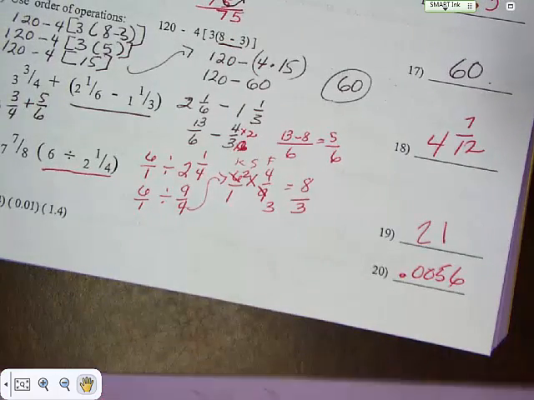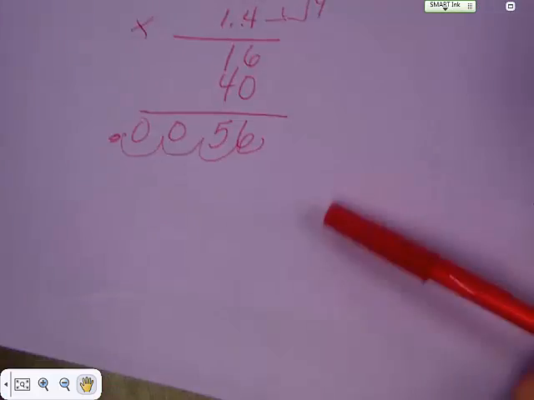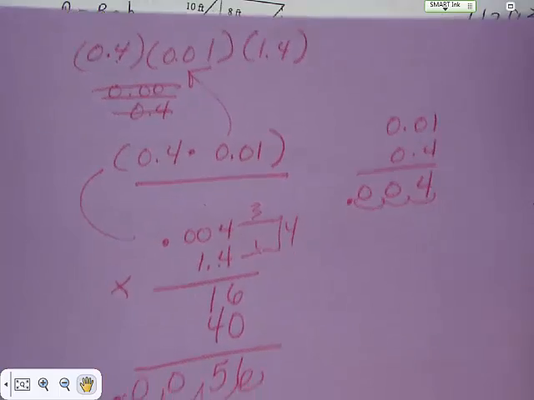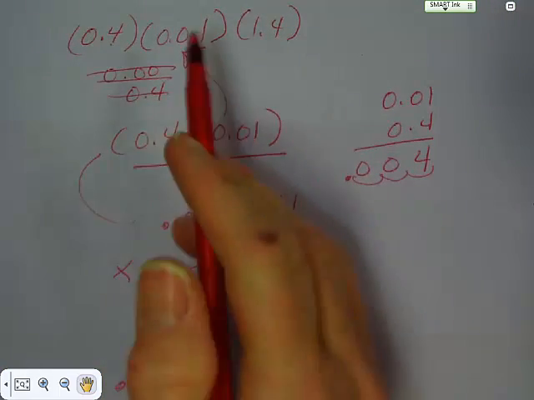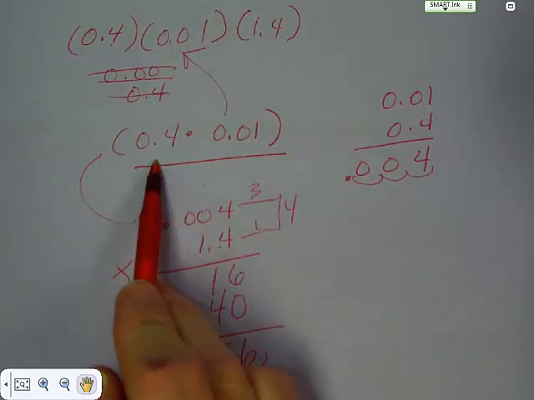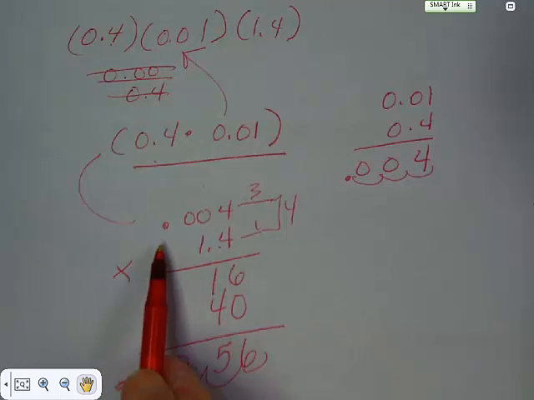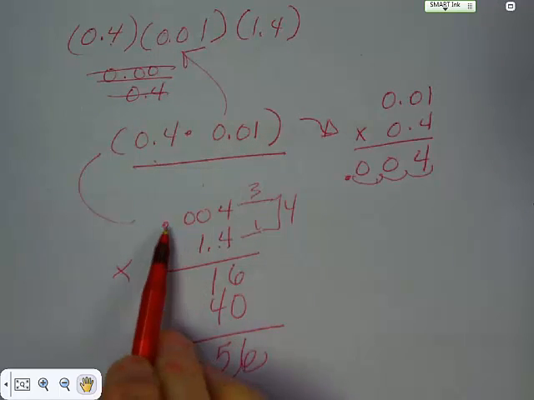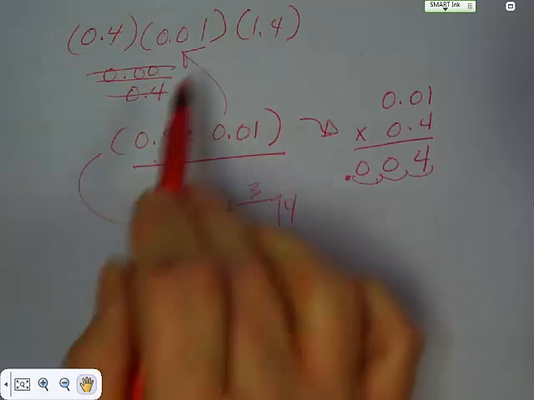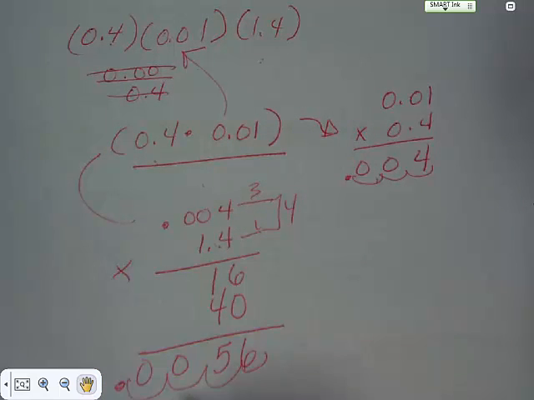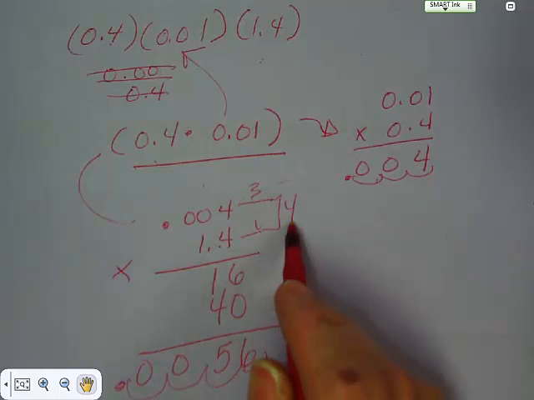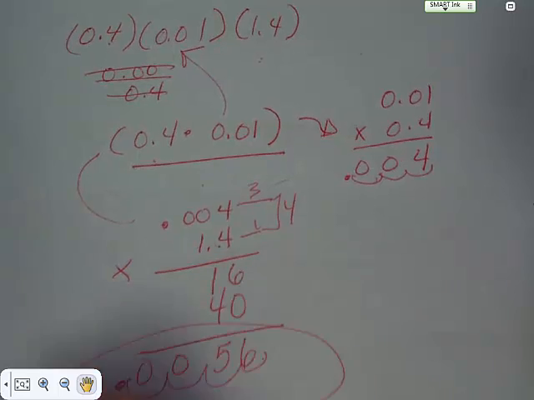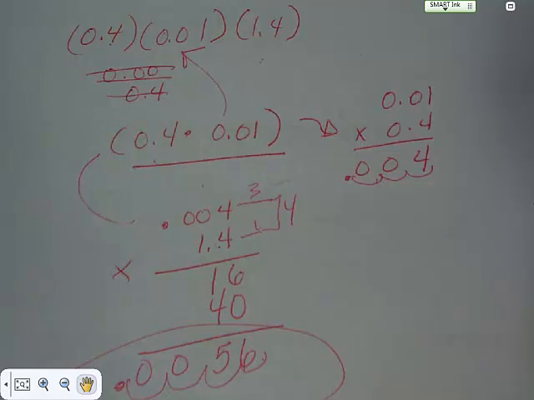There we go. And if you want to see the work again, here it is. So what we did is we took 0.4 times 0.01 right here, and we got 0.004. That was our work there. And then we took 0.004, we multiplied it by 1.4 here, and we got 56, but we had 4 decimal places to put in, so we moved it over to the left 4 places. And this was our final answer, 0.0056.